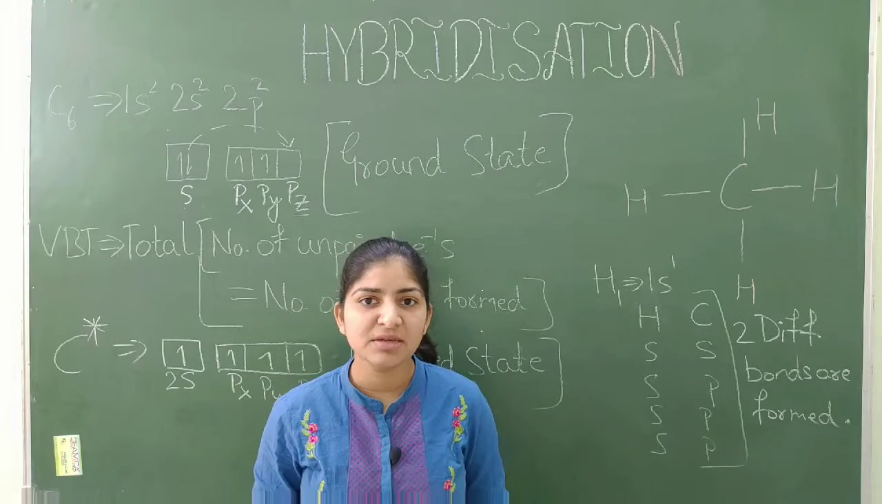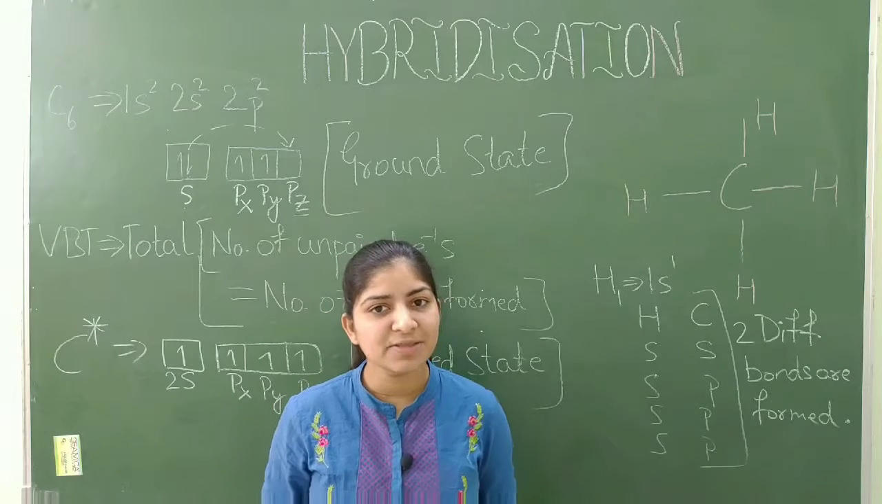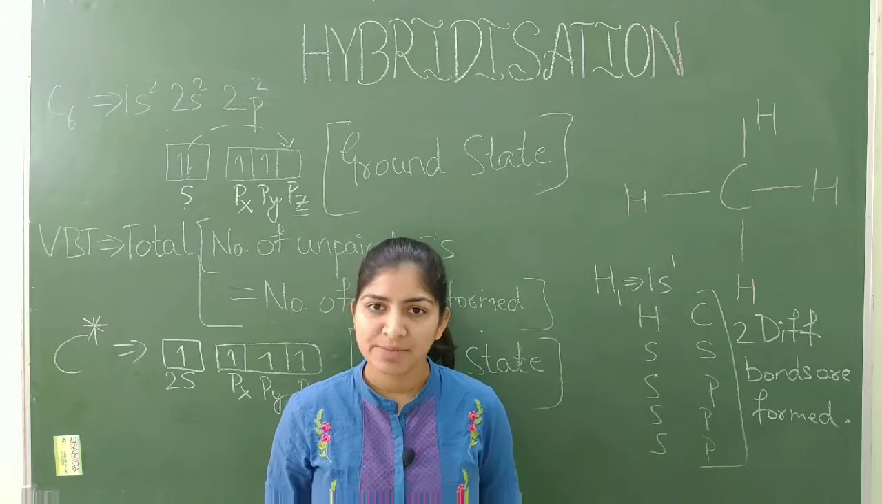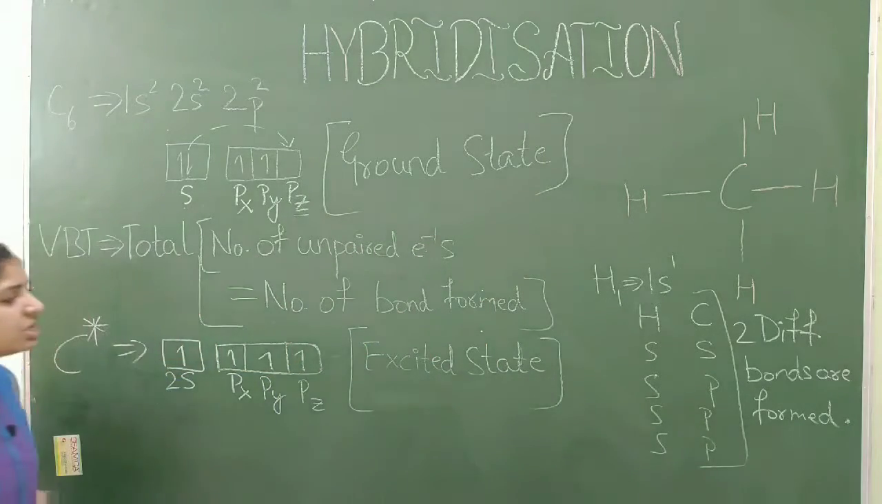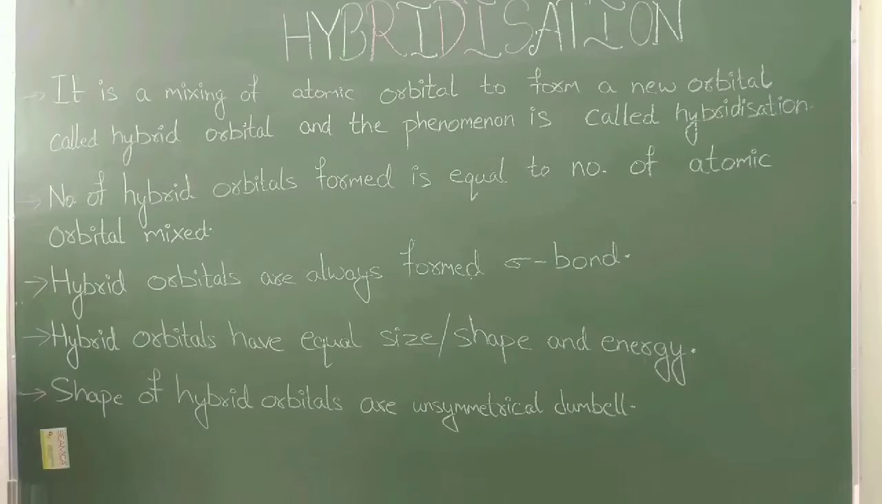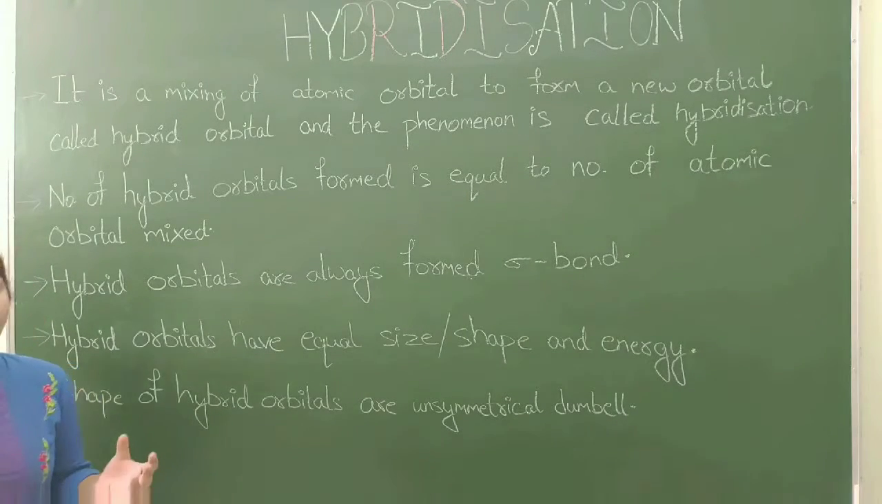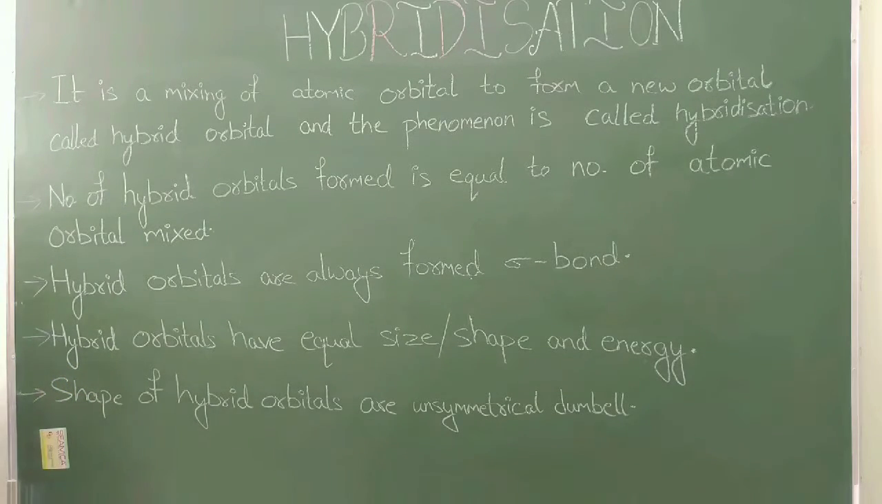So to explain this, we need an entirely new concept which we call hybridization, that is mixing of orbitals. So now you can take a screenshot. Now these are a few points, let us discuss them one by one. It is a mixing of atomic orbitals to form a new orbital called a hybrid orbital, and the phenomenon is called hybridization. It means that when two atomic orbitals get combined, a new orbital will form, and that new orbital is called a hybrid orbital.